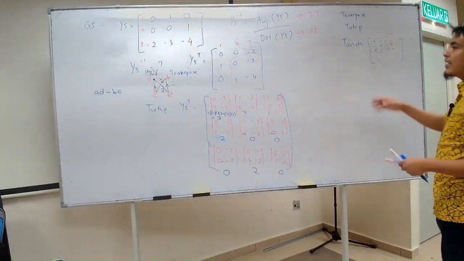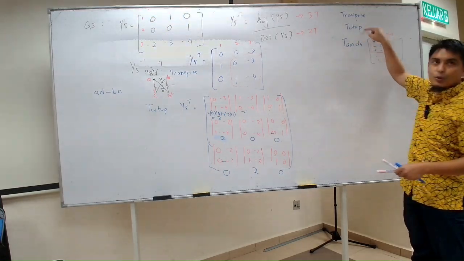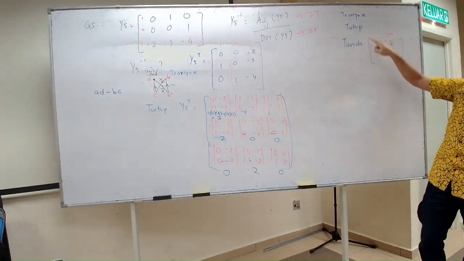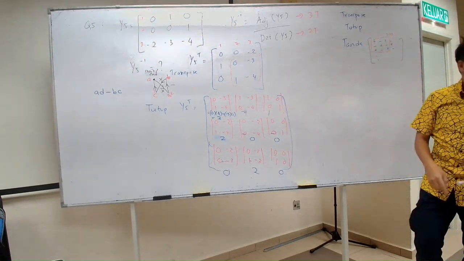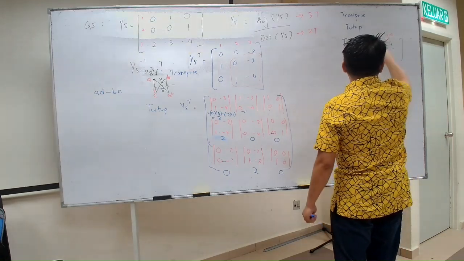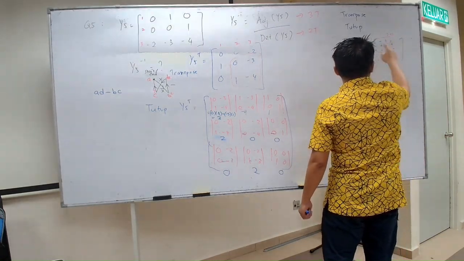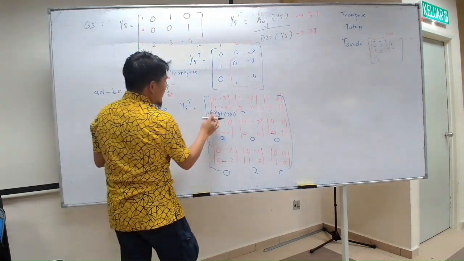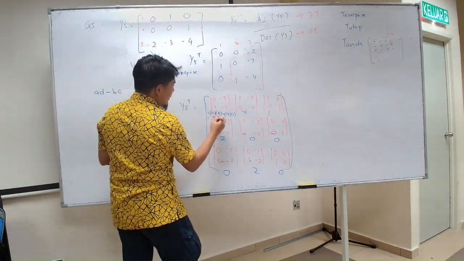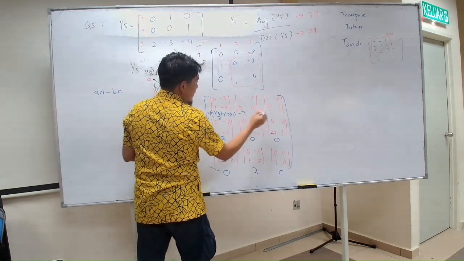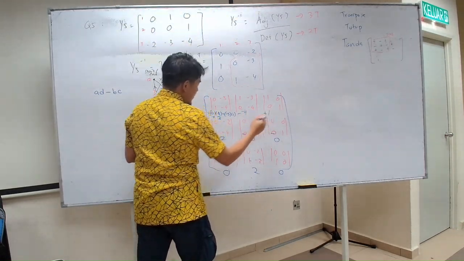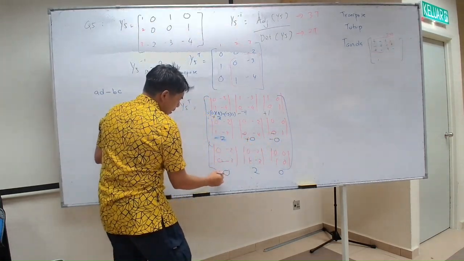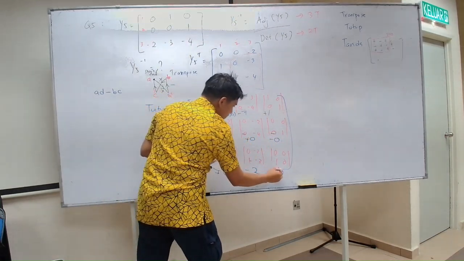And then finally, we already did tutup. So we already completed transpose, tutup, and finally we apply the tanda. So the tanda pattern is positive, negative, positive, negative, positive, negative, positive, negative, and positive. And then what you need to do is just apply the sign: positive, negative, positive, negative, positive, negative, positive, negative, and positive.